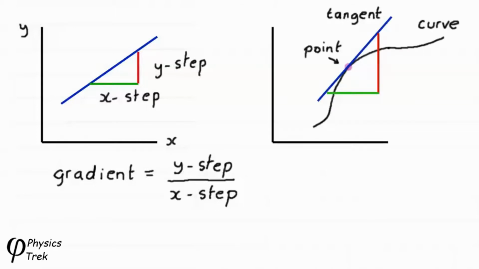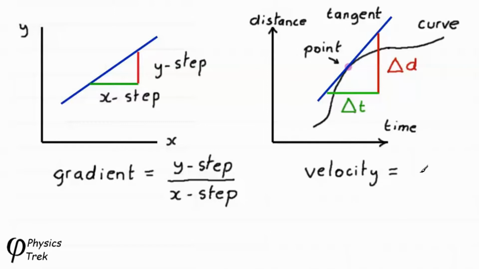To find the gradient at a point on a curve, we put a tangent to the curve going through the point. Now in a distance time graph, the vertical component, call it delta d, is a distance, while the horizontal component, call it delta t, is a period of time. So knowing that velocity equals distance divided by time, you can see how the gradient is the velocity. Velocity is delta d divided by delta t.